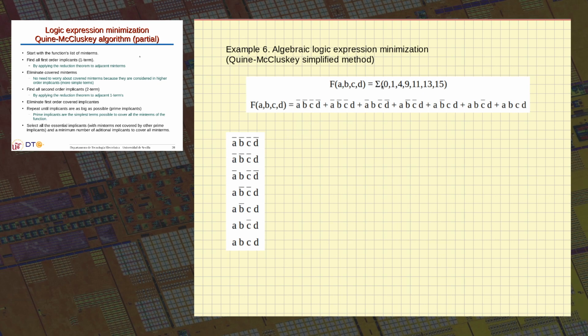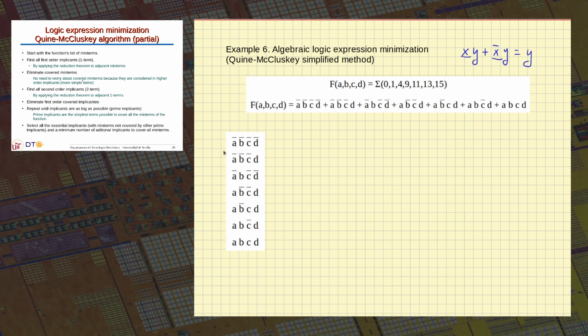So if we have a function with this list of minterms, this would be the expression corresponding to these minterms, minterm 0, 1, and so on. We start by checking all the possible simplifications we can make using the minterms. Basically, what we use here is the reduction theorem that says that x y plus x complemented y is equal to y. So it means that if I have an expression and I have one literal that repeats with and without complement, I can collapse both terms into a more simple term where the changing literal does not exist.